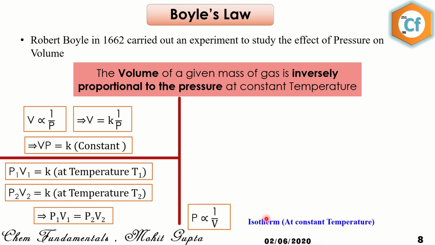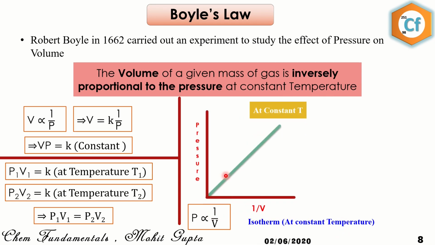So let's talk about the isotherm. What is an isotherm? It is the plot of pressure versus volume at constant temperature. Whenever we have a constant temperature and we plot a graph, that is considered an isotherm. In this case, I have taken pressure on the y-axis and 1 by V on the x-axis. Since pressure is directly proportional to 1 by V, the graph will go in a straight direction and pass through the origin.